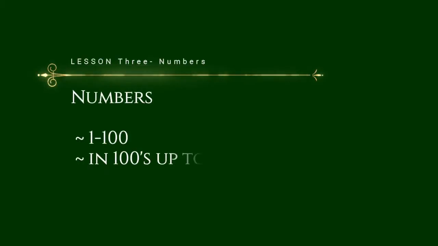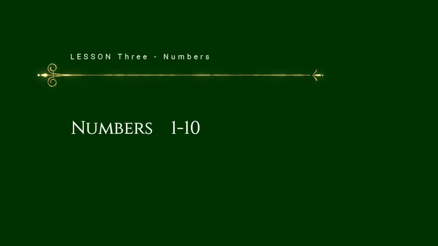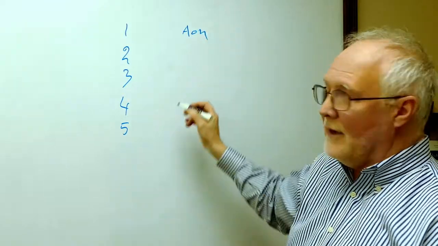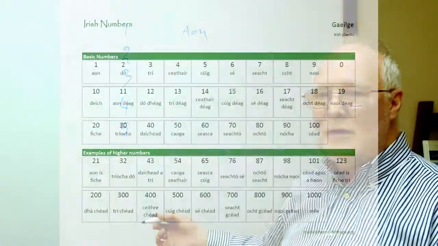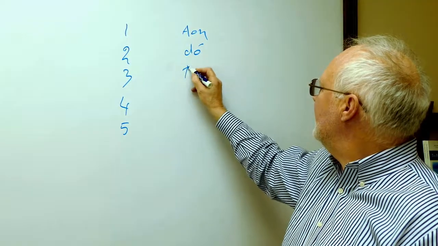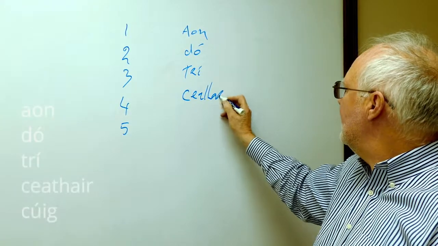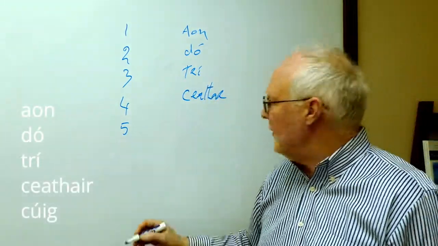This lesson covers numbers. Numbers are quite difficult, but stay with me, it's going to become simple over time. I'm going to start off by writing them up here. The vocabulary that you'll need for that is, again, a download on the website. In, do, tri, cahar, and cuig.